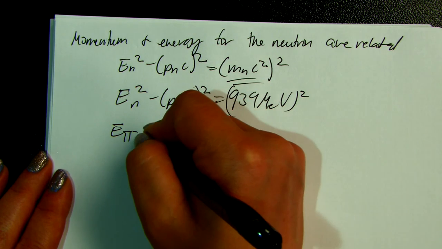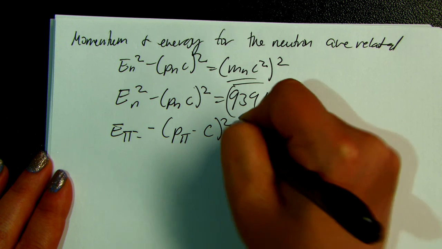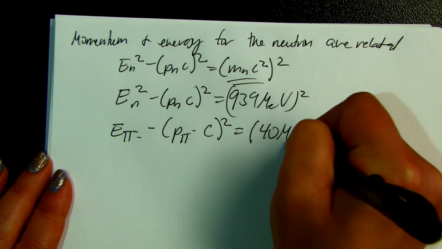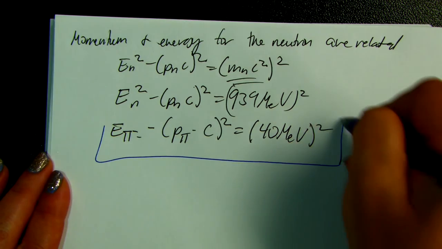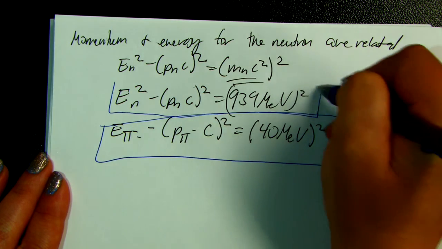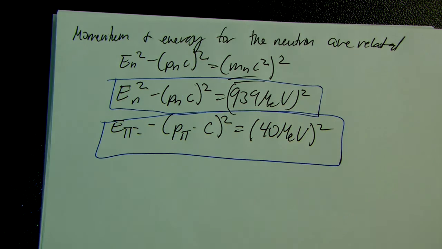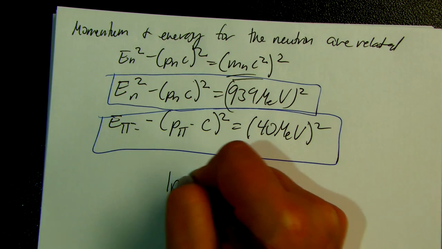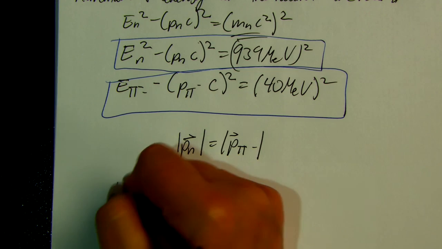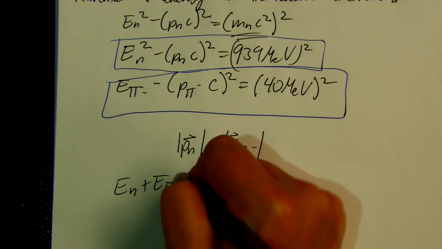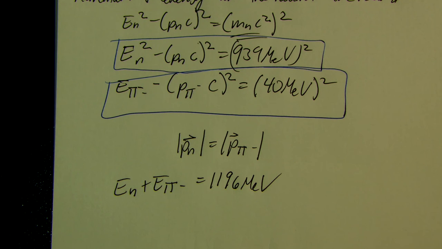So the energy of the pi minus squared minus (the momentum of the pi minus times c) squared is equal to (140 MeV) quantity squared. And now we have our 4 equations. We could use these equations to go after our unknowns. There you have it.